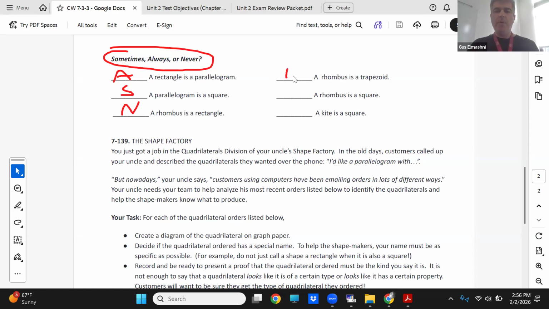Is a rhombus a trapezoid? No way. That can't happen. But is a rhombus a square? Always. Sorry. No, sometimes. My apologies. That's sometimes, because it needs to have all right angles. So sometimes it could be. I mean, it has all equal sides. Is a kite a square? No, never. Never could happen.